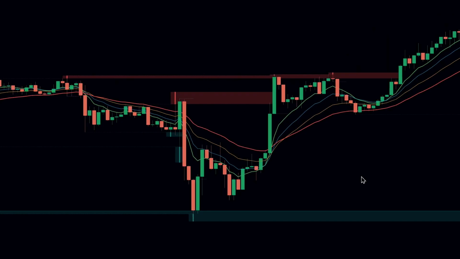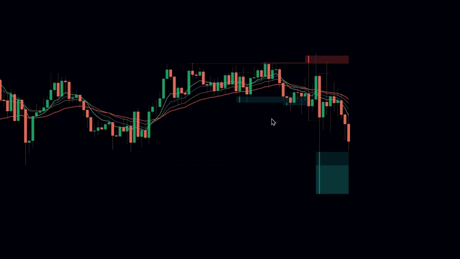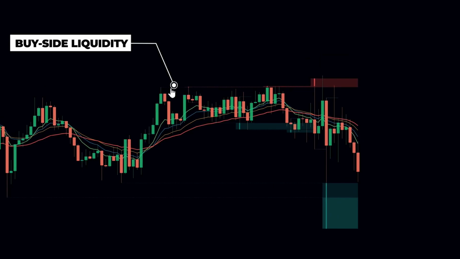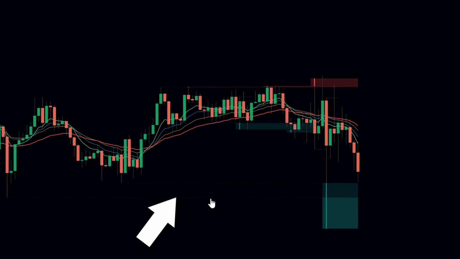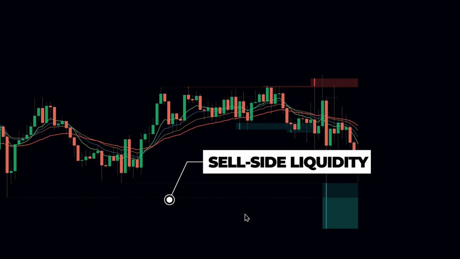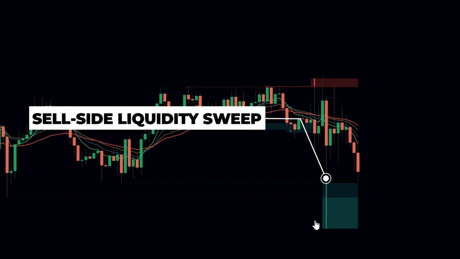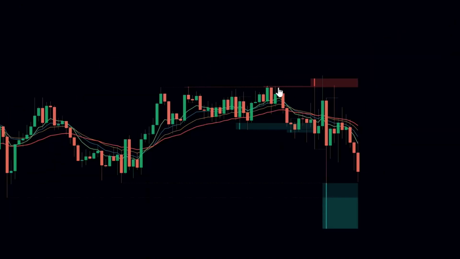It consists of lines and rectangles. The lines represent liquidity, while the rectangles indicate liquidity sweeps. Red lines signal buy-side liquidity, and teal or greenish-blue lines represent sell-side liquidity. When sell-side liquidity gets swept, meaning price takes it out, a teal color rectangle appears, confirming a sell-side liquidity sweep. Likewise, when buy-side liquidity is swept, a red rectangle is printed, marking a buy-side liquidity sweep.